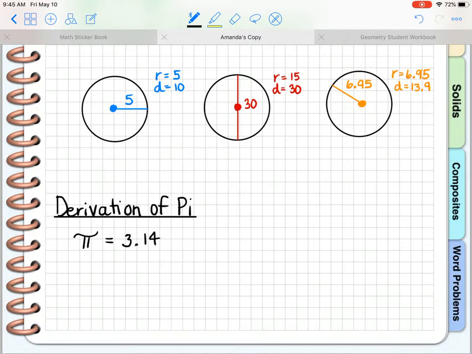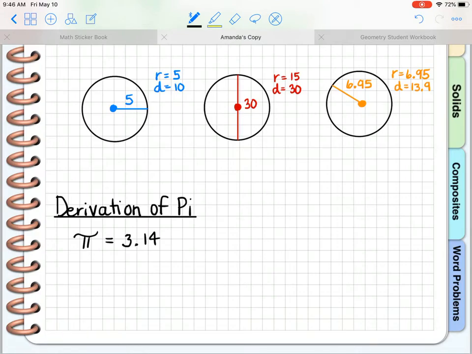Okay? Now I want to show you where pi comes from. I will only do this once. I'm not going to do this every time we use pi. But I want you to understand where pi comes from. That's what the word derivation means.